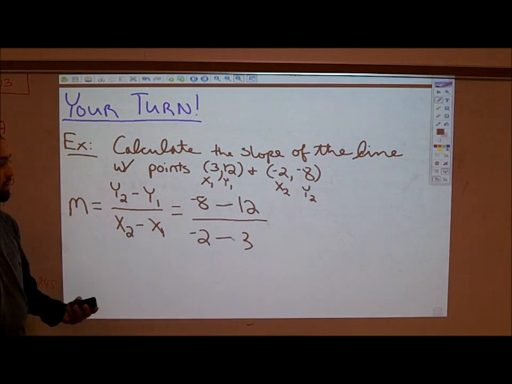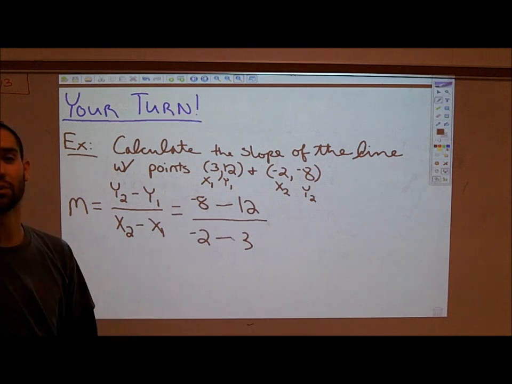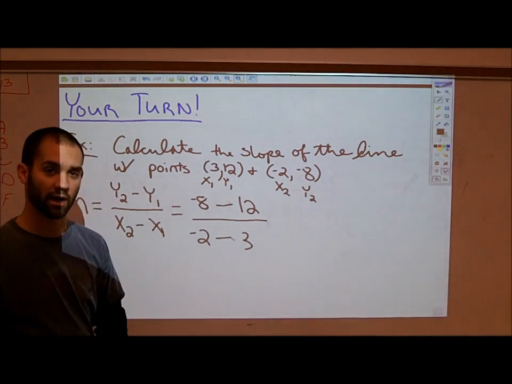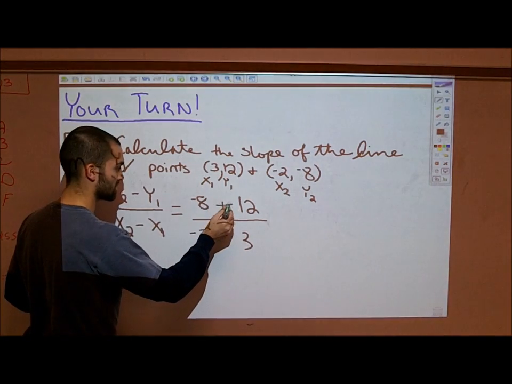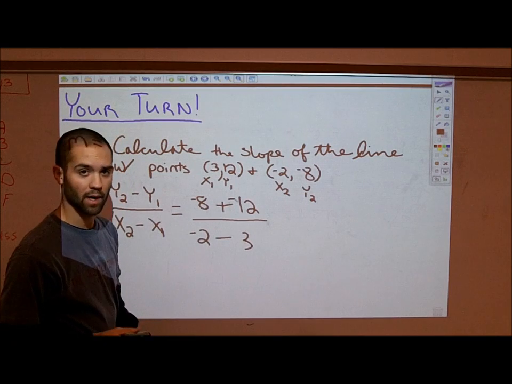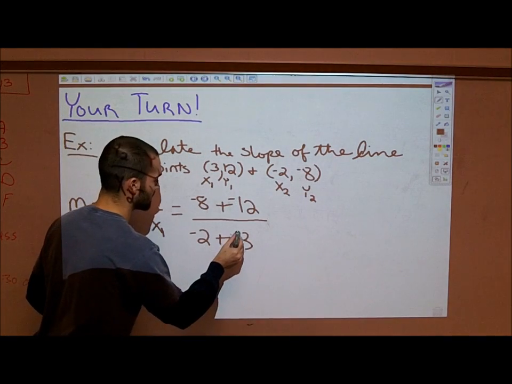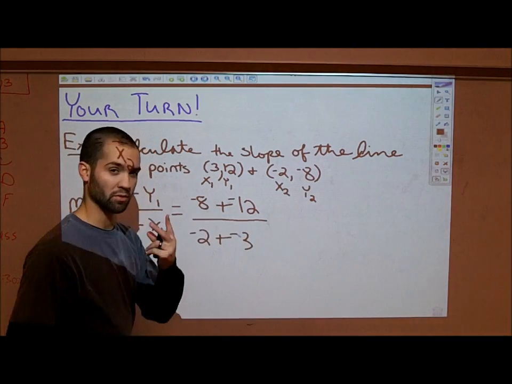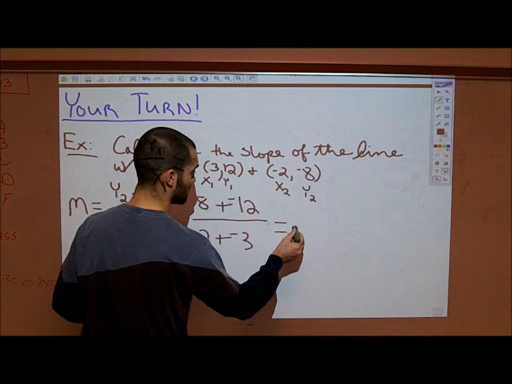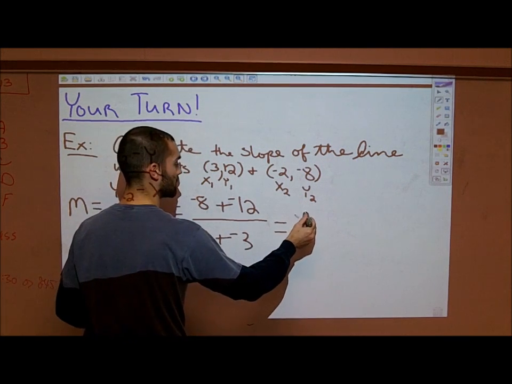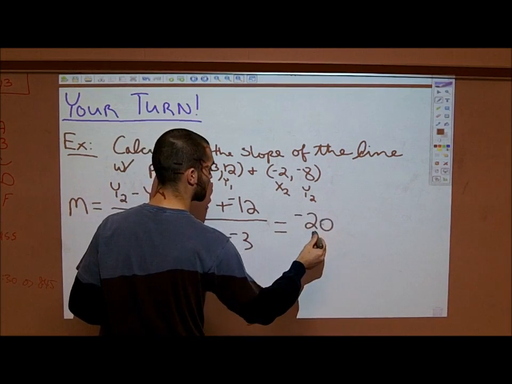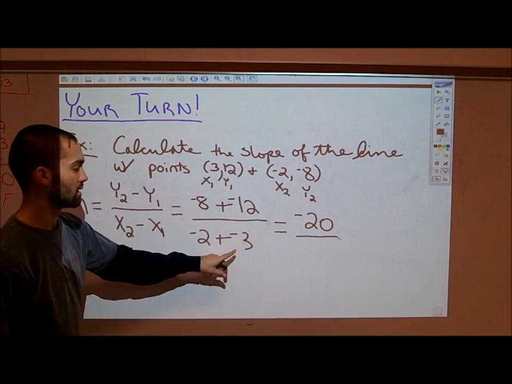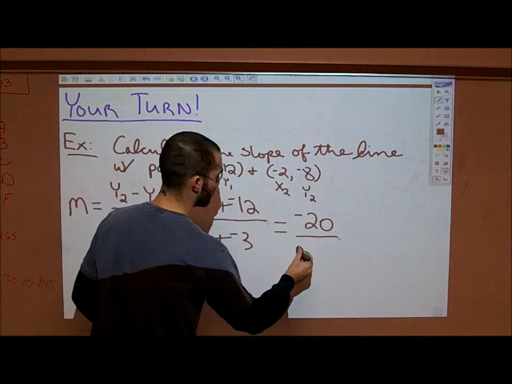Okay? So, again, now that we know this, we just do the arithmetic. -8 minus 12, well, guess what? Subtraction is just like addition. Plus a negative. Add the opposite. -8 plus a -12. We have 2 negatives. It's going to be a negative for my final result. It's going to be a -20 over a -2 plus -3 is a -5.